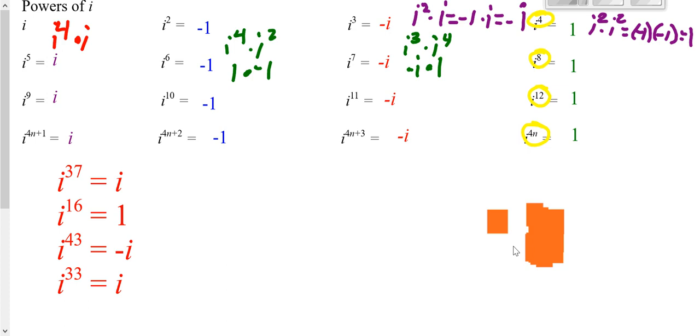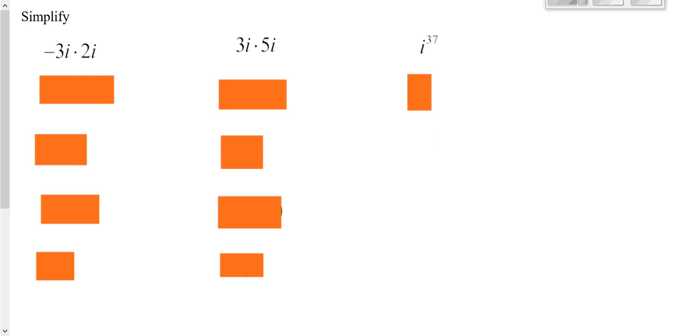So if you're dealing with powers of i, it's only going to be one of these 4 options, and it all depends upon whether it's a multiple of 4, 1 more than a multiple of 4, 2 more than a multiple of 4, or 3 more than a multiple of 4.